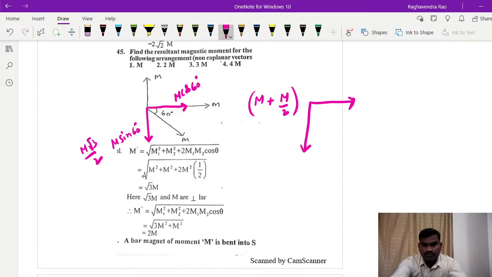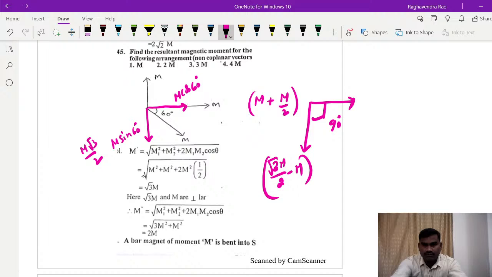So what is the resultant? Root 3 M by 2 minus M. So this resultant is acting in this direction. M plus M by 2 is acting in this direction. Root 3 M by 2 minus M is acting in this direction. Both are at 90 degrees.